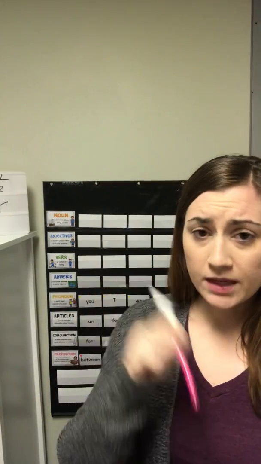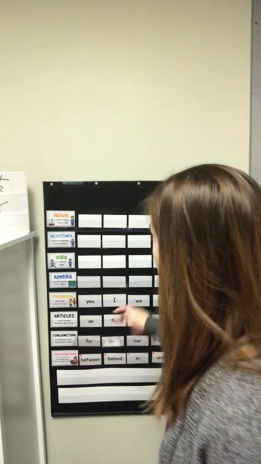But then if I want them to work on a specific sentence structure, I might prep this ahead of time, or we might do it together during therapy, but I'll grab one of these cards.